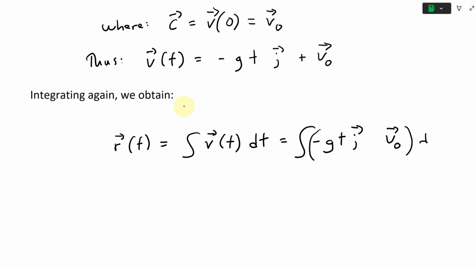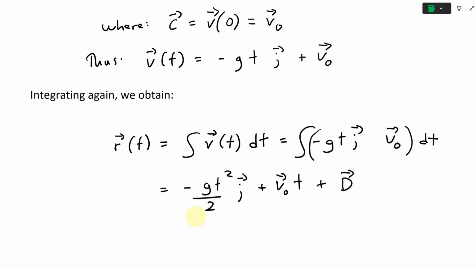This is dt. Now this equals the integral of negative g t, that's going to be negative g t squared divided by 2, because when you take the derivative you put the 2 down, those cancel, and so on. This is j still. And now plus v naught times t, and now plus d.